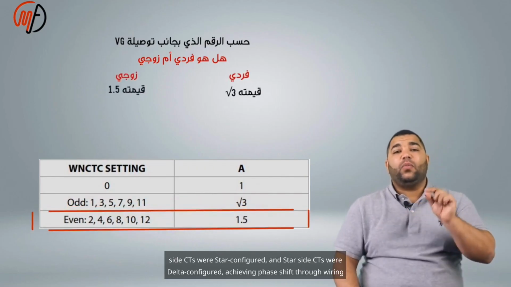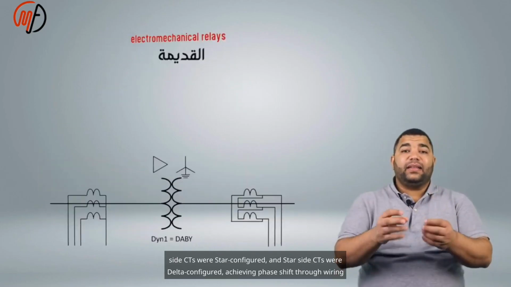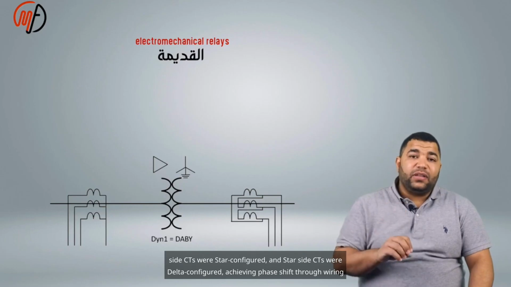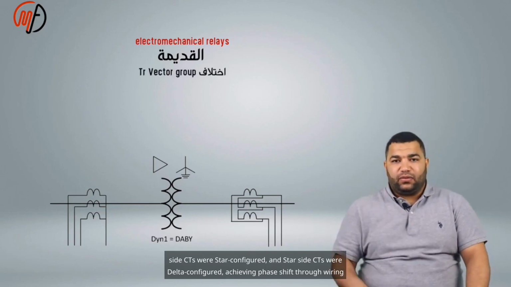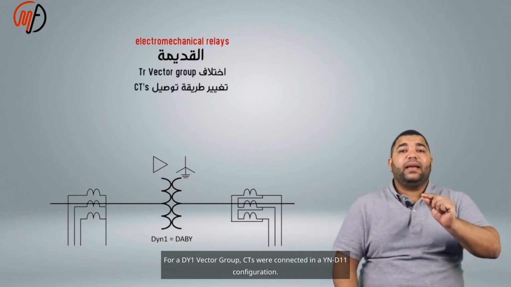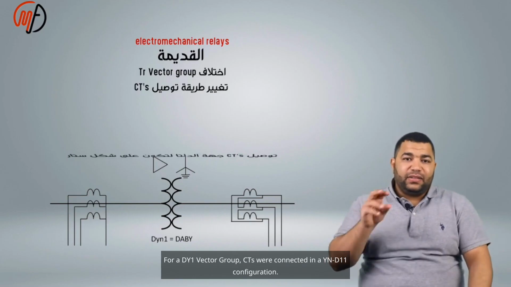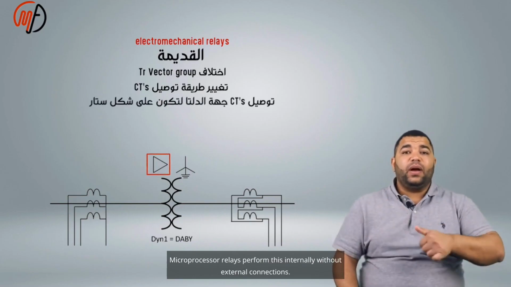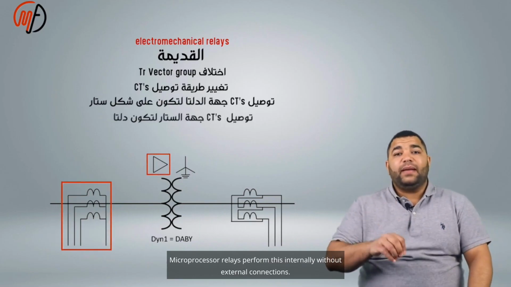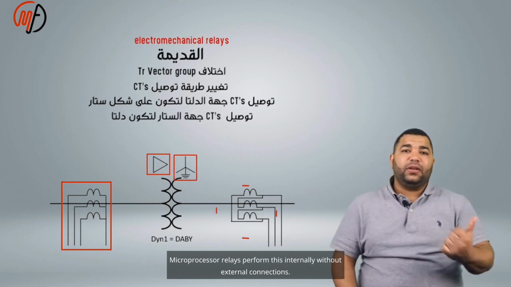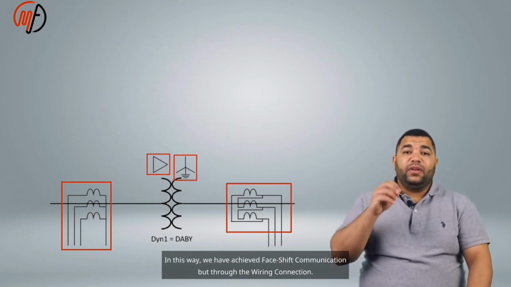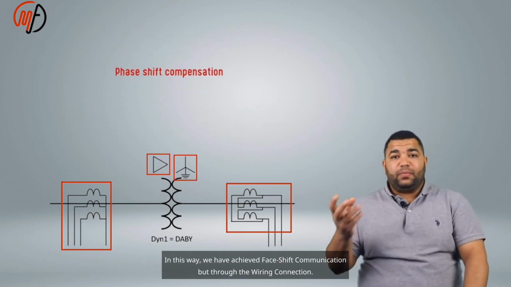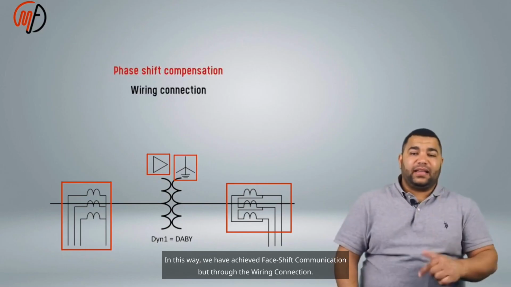Delta side CTs were star configured and star side CTs were delta configured, achieving phase shift through wiring. For a DY1 vector group, CTs were connected in a YND11 configuration. Microprocessor relays perform this internally, without external connections. In this way, we have achieved phase shift compensation, but through the wiring connection.